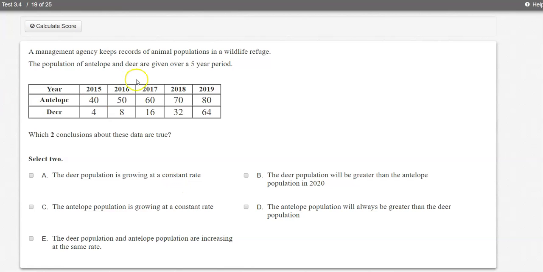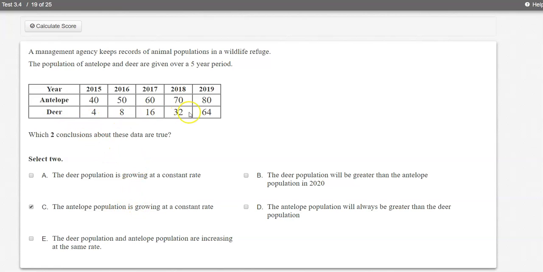Management agency keeps records of animal populations. We have antelope in this row and deer in this row. So which two conclusions are true? Again, we have 5 answer choices. We're picking 2. So antelope is going up 10, which is a constant rate of change. So that would be answer choice C, and that one's kind of obvious.